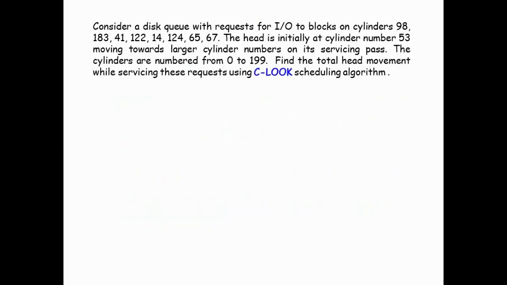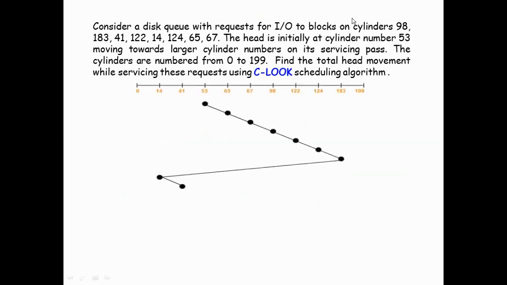Let us see a problem. For the same problem, let us find the total head movements using the CLOOK scheduling algorithm. And here is the diagram. Initially, the head is at cylinder number 53. Then the requests 65, 67, 98, 122, 124 and 183 will be serviced.